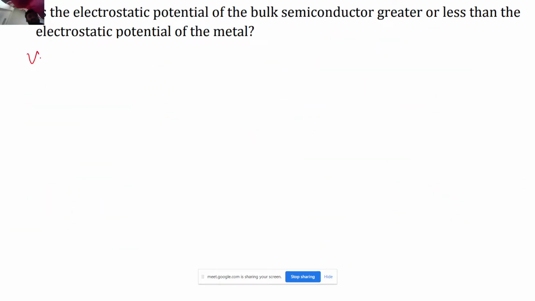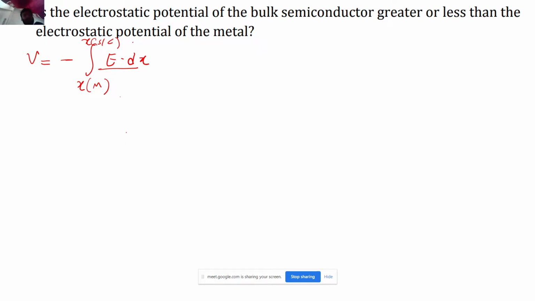If I write it in terms of integration, then it will be minus the integral of E dx, and let's say this is from x equal to some point in the metal maybe, to x equal to some point in the semiconductor, correct? Now what does this represent? See, this is a definite integral, right? So this is telling me that it should be the area under the curve of E field versus distance from this point to this point, correct?